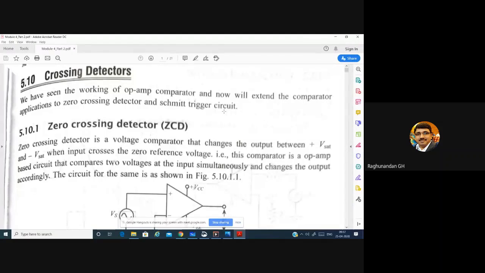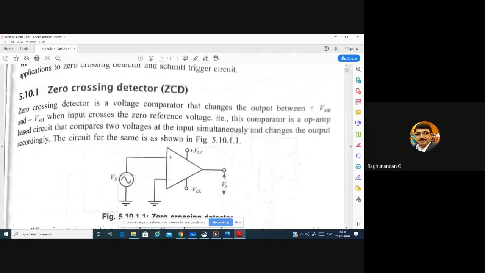So now we are going to study some more specific kinds of applications. Among them, zero crossing detector and Schmitt trigger circuit are two. Schmitt trigger circuit is also there for your lab. So the same circuitry, whatever we study here, we are going to implement in the lab. The zero crossing detector is shortly known as ZCD.